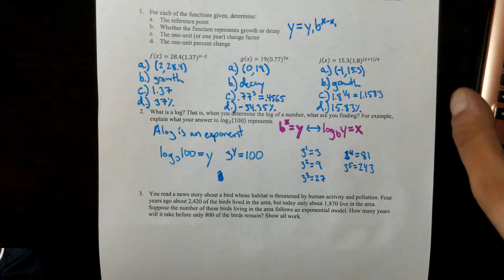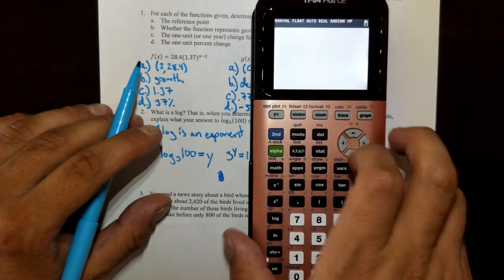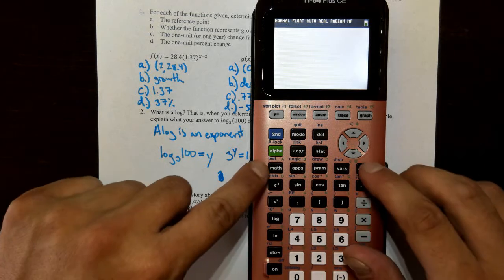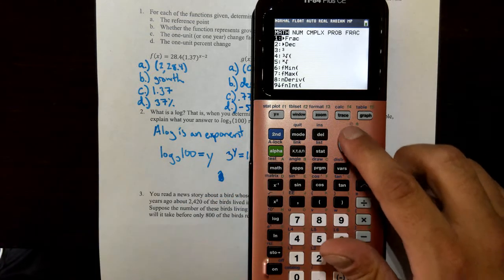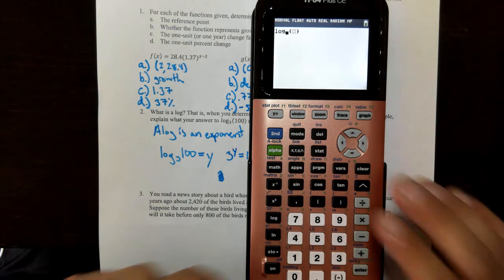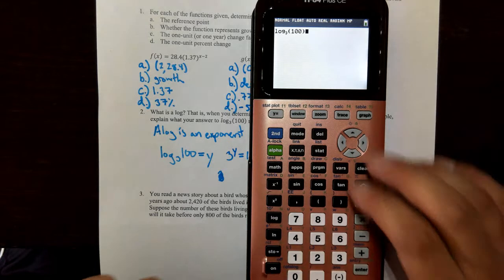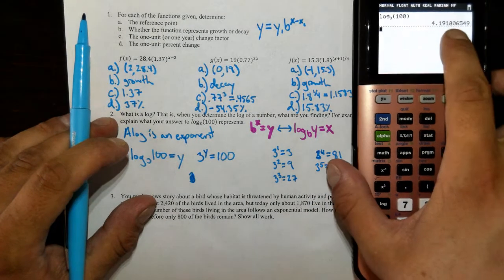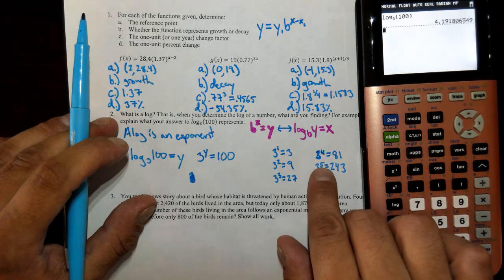So if we were to plug that into our calculator, just to make sure we get the actual value, we'd hit math, scroll up or down, and go to log base. Remember, it's going to be log base 3 of 100, and there we go. We get 4.19, which is in between 4 and 5.